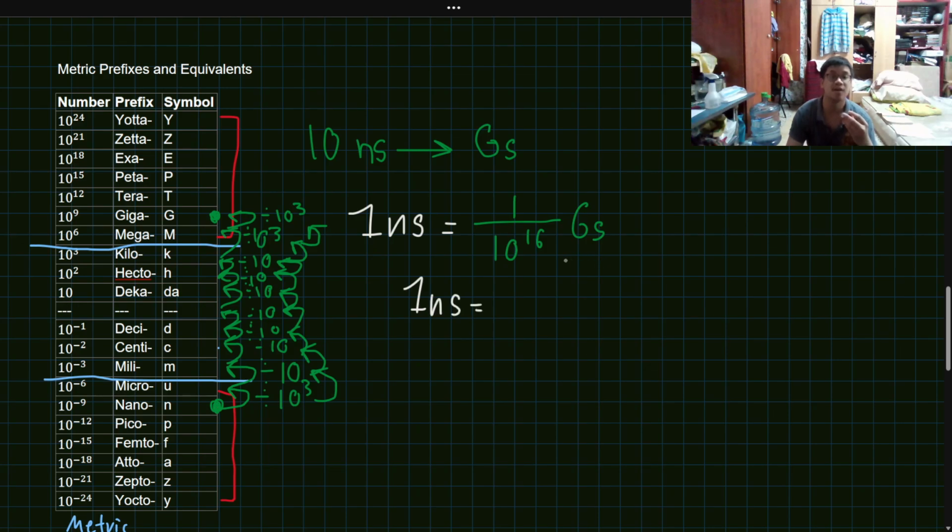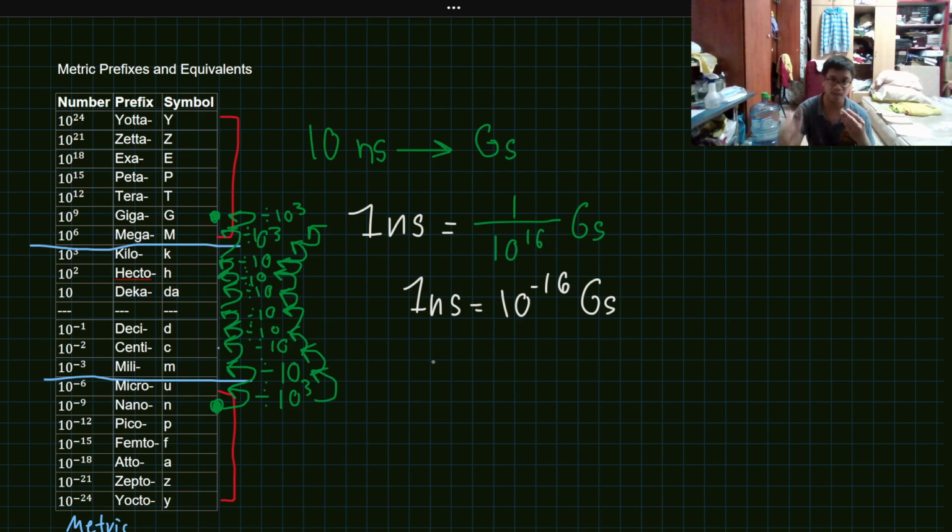I'm not gonna write the whole number because if the exponent is greater than 8 or maybe 9, of course it will be a huge number. So let's just keep it that way. But what I'm trying to say is we can make this 10 raised to 16 go up here. But if you're going to put it up, the sign of the exponent will change. So from 10 raised to 16, it would become 10 raised to negative 16 gigaseconds. So 1 nanosecond is equivalent to 10 raised to negative 16 gigaseconds.